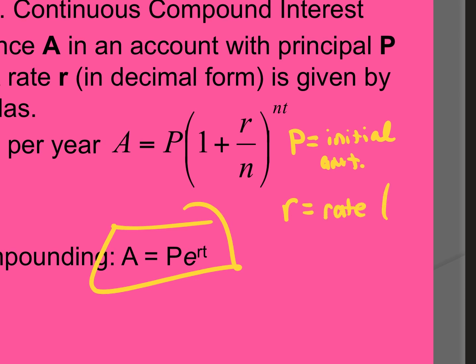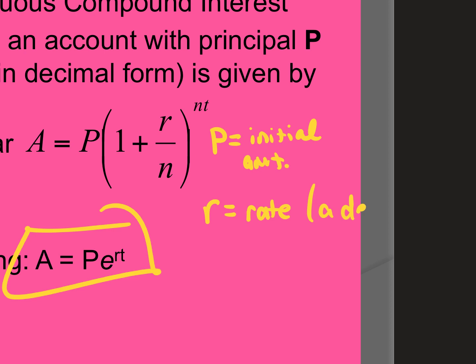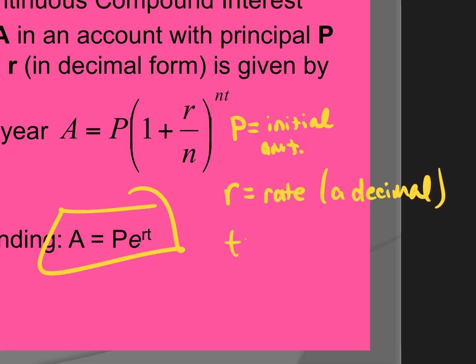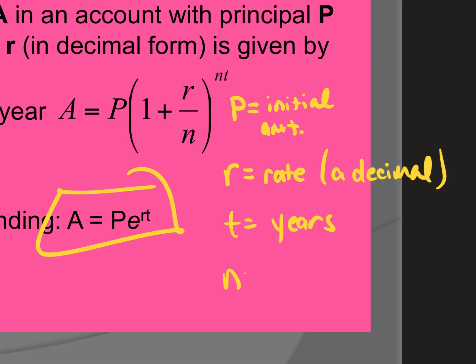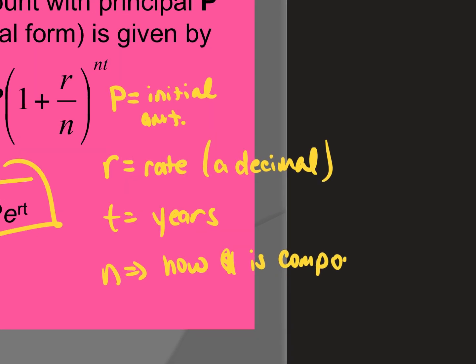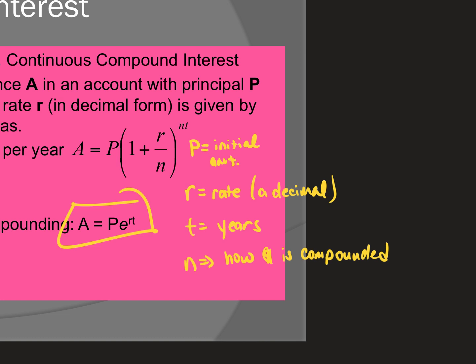It has to be a decimal. Talk about that in a second. You're going to talk about the time. It's going to be time in years. And then N. This is how money is compounded. All right, this is all calculator stuff. This is the part of the quiz I'm going to give you, and I'm going to say, here you go. And it all has to be done in the calculator. You cannot do this by hand.